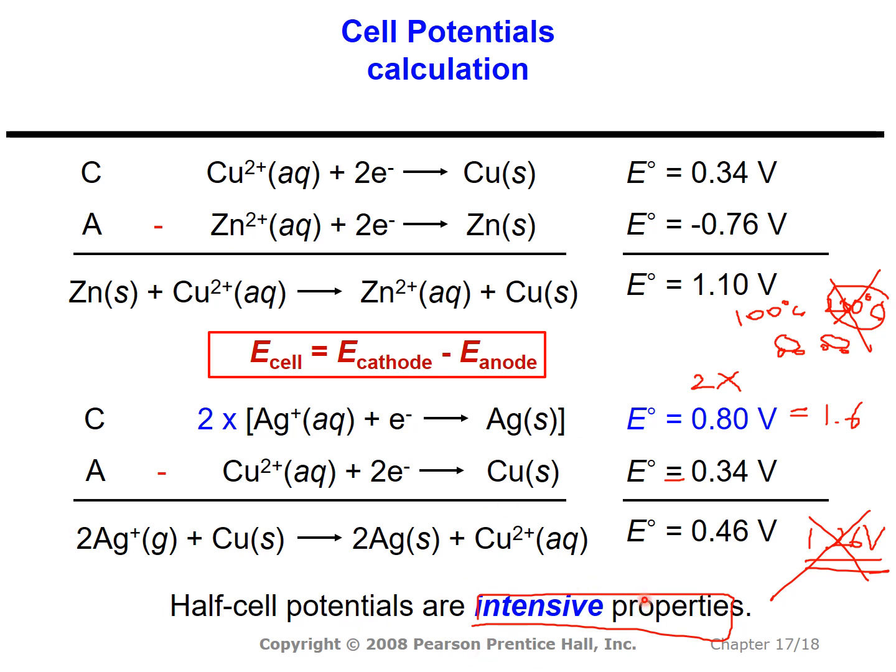Intensive properties: the value does not depend on the amount of molecules. The same situation applies for the reduction potential. Reduction potential is an intensive property, so you cannot multiply this reduction potential by the factor 2. Just 0.80 minus 0.34 volt is the answer for the cell potential. So my answer is plus 0.46 volt for these reactions.